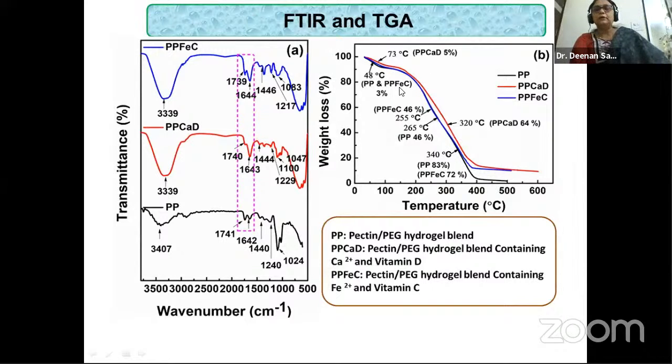Coming to the TGA studies, thermogravimetric analysis. Here, pure pectin PEG has no residue at all at 400 to 500 degrees centigrade. Whereas with PPCAD and PPFEC, these two hydrogels, you could see that some residue remains. This residue shows the presence of metal ions, which we cannot thermally degrade. That means our experiment is successful.